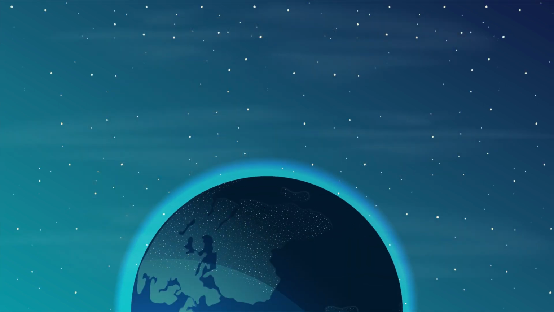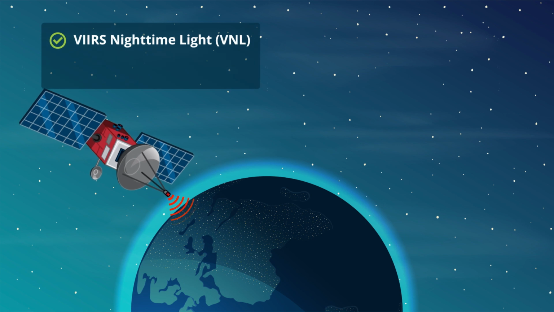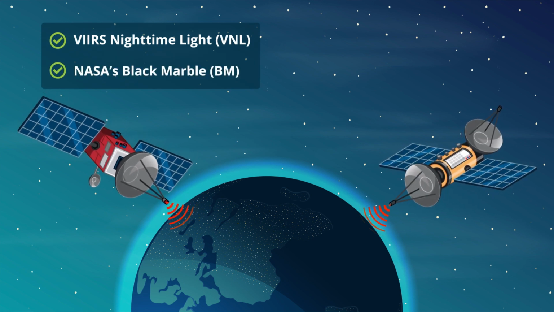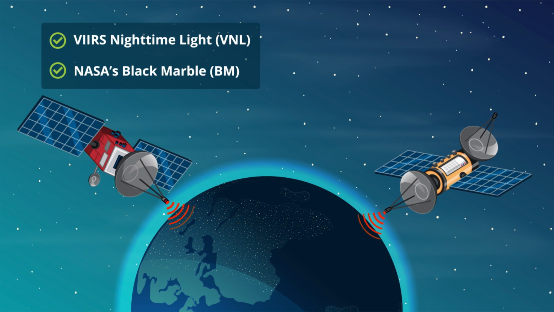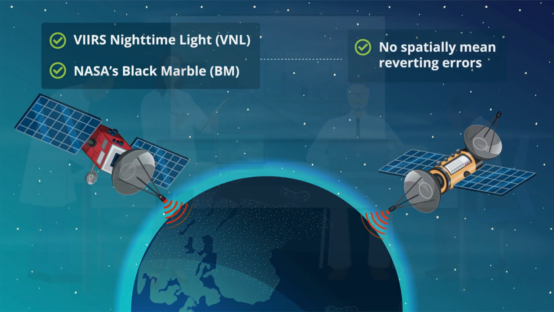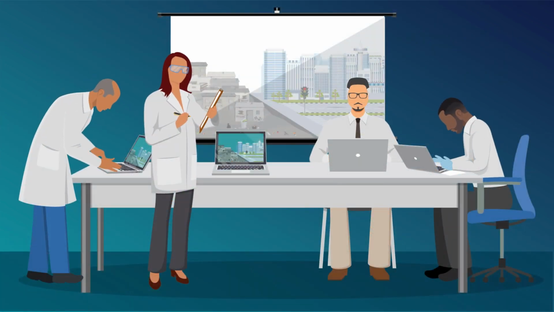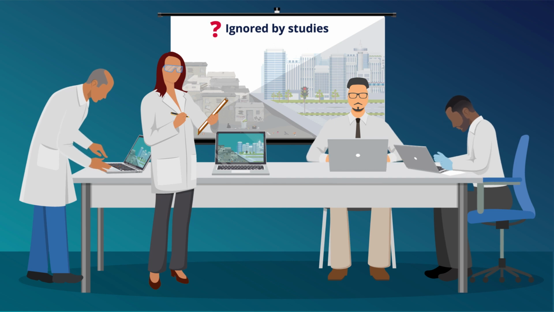In contrast, newer research-oriented satellite data, such as VIIRS Night Lights, VNL, and NASA's Black Marble, BM, are designed for Earth observations without these errors. Yet these newer data are largely ignored by studies measuring inequality.